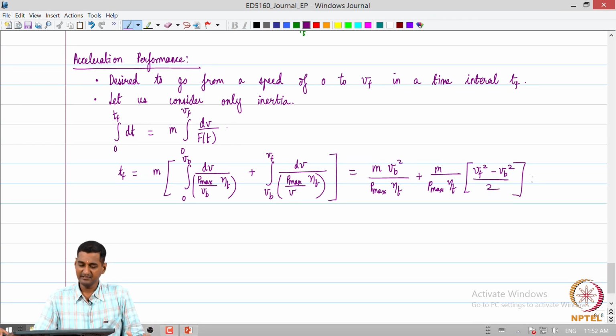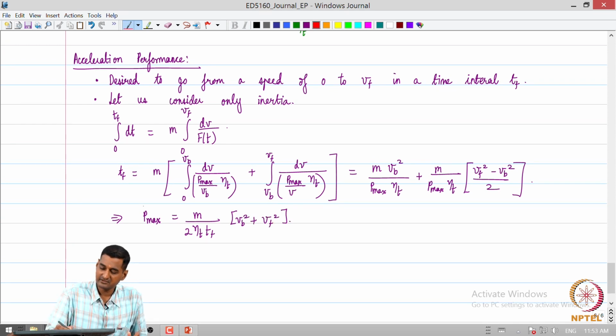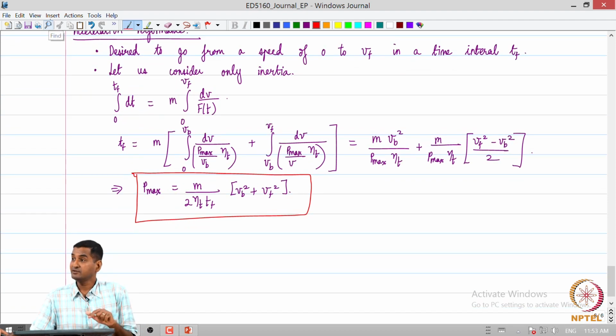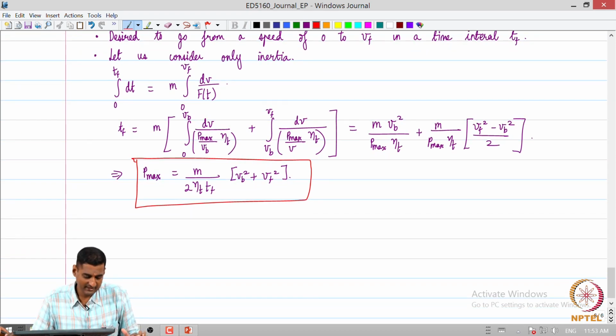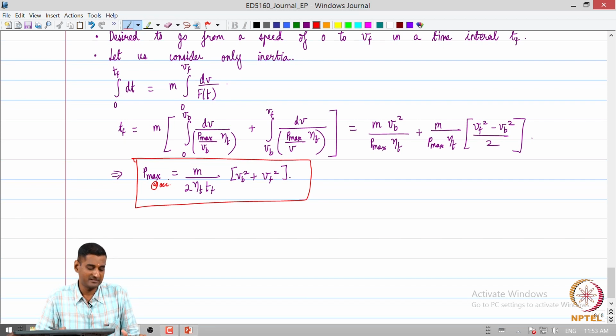Okay. So, if we simplify this equation, we will observe that we are going to get P max equals m divided by 2 eta t Tf times Vb squared plus Vf squared. So, we observe that we have got a simple expression that tells us what will be the motor rating to satisfy a given acceleration performance. Okay. So, let me write as P max to satisfy this acceleration requirement.